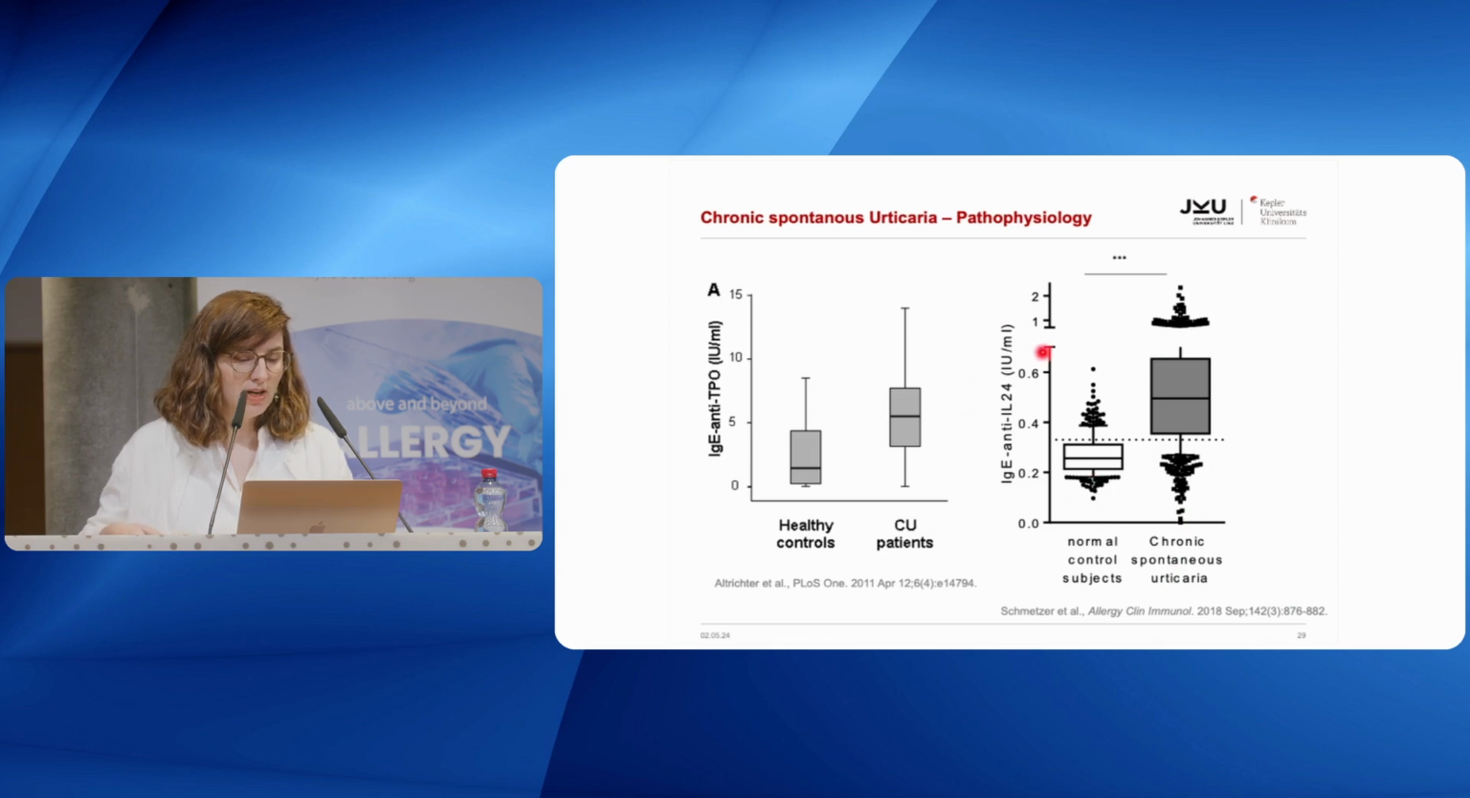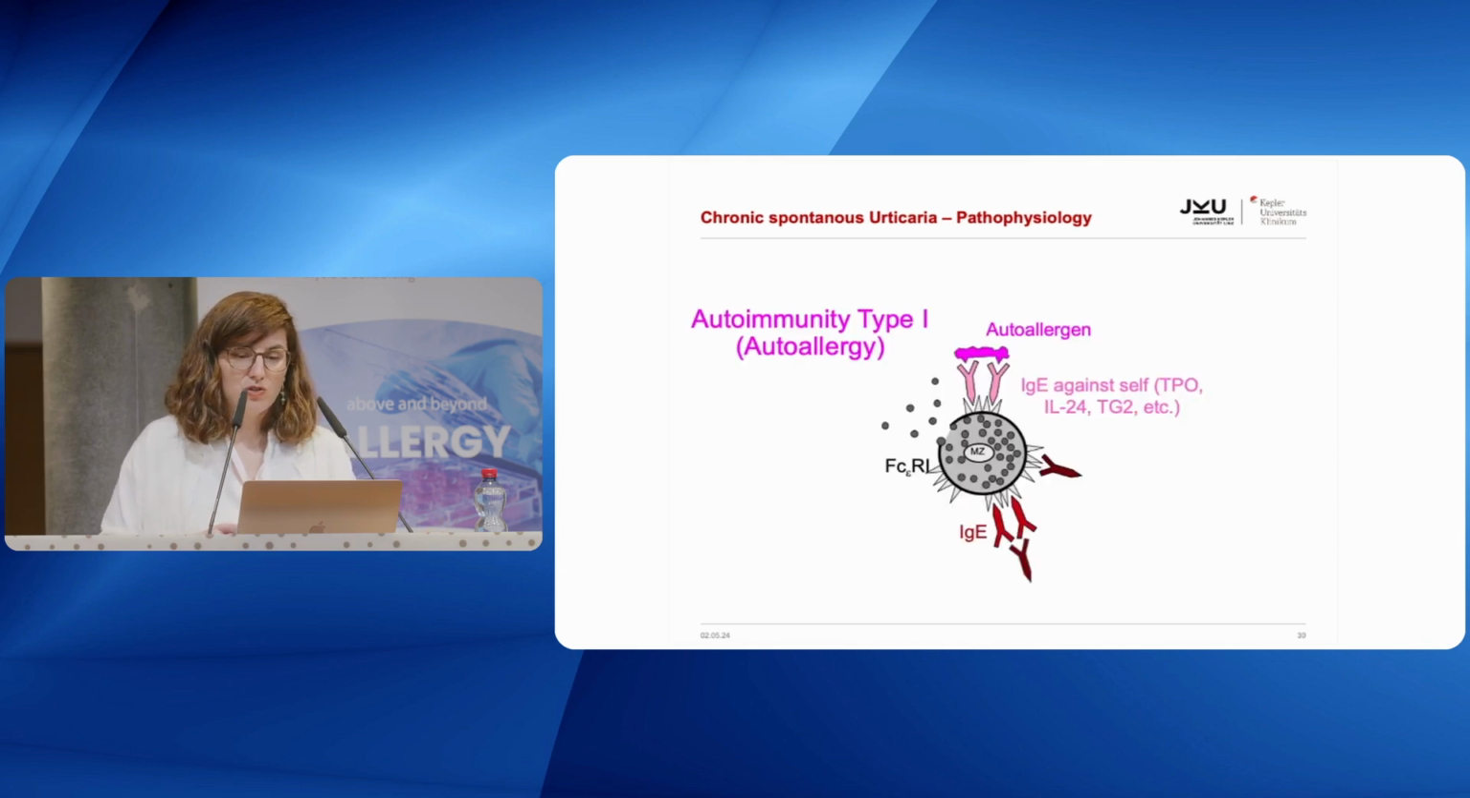And later on, it was also screened for other autoantigens, for example here, IgE anti-IL-24, but nowadays more and more autoantigens are being developed or exhibited in chronic spontaneous urticaria. So one of the pathophysiological mechanisms that is now thought to be very important in chronic spontaneous urticaria is that a lot of patients have autoimmunity type 1 or autoallergy, where the patients have IgE against self, and if they then encounter the autoantigen, this leads to the degranulation of mast cells.